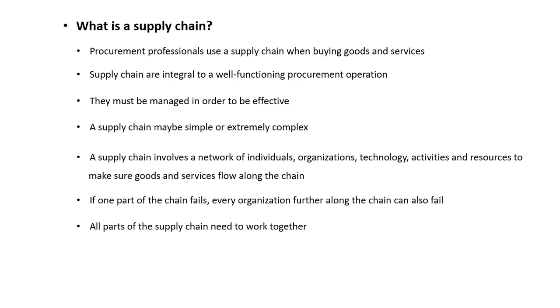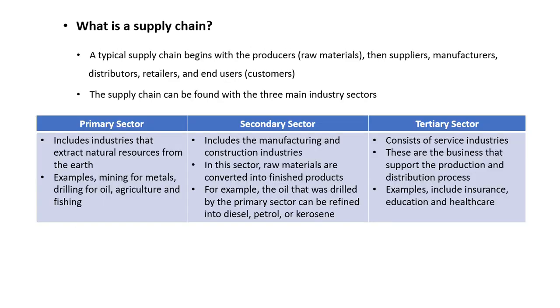What is a supply chain? Procurement professionals use a supply chain when buying goods and services. Supply chains are integral to a well-functioning procurement operation. They must be managed in order to be effective. A supply chain may be simple or extremely complex. A supply chain involves a network of individuals, organizations, technology, activities, and resources to make sure goods and services flow along the chain. If one part of the chain fails, every organization further along the chain can also fail. All parts of the supply chain need to work together.